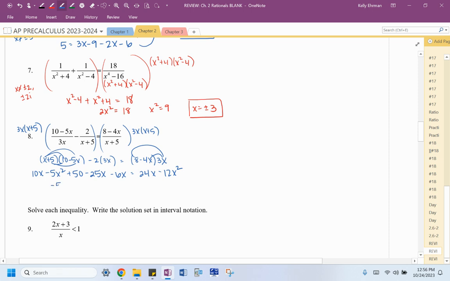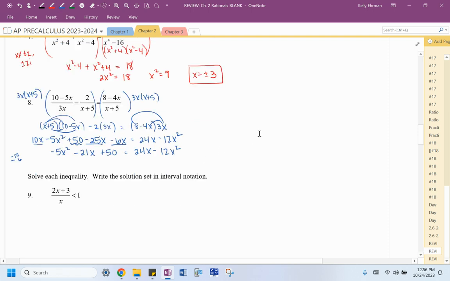All right, so on this side I have minus 5x squared. Then I have 10x minus 25x, which is negative 15x, minus 6x. Negative 15 minus 6 is negative 21x. And there's a plus 50. I'm going to move my terms to the left side. I want this quadratic to be positive. So add 12x squared, you get 7x squared. Subtract 24x, get minus 45x plus 50 equals 0.